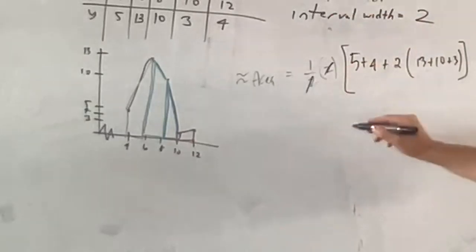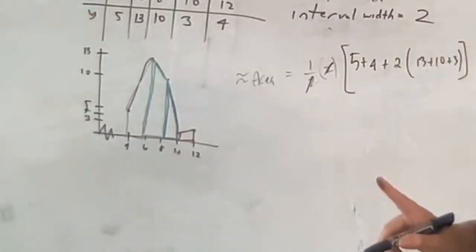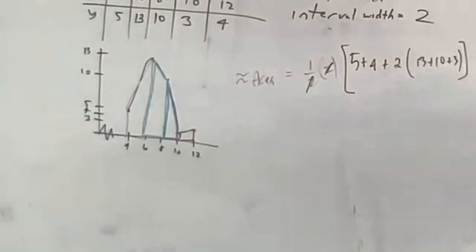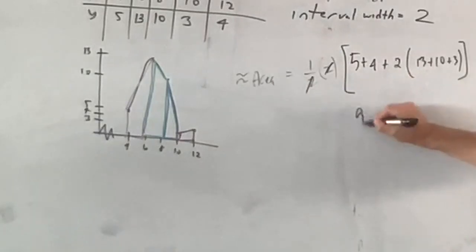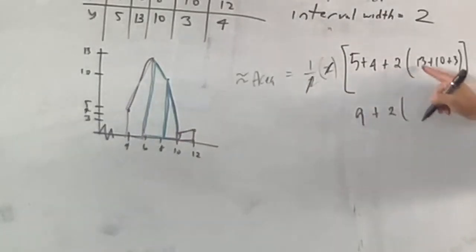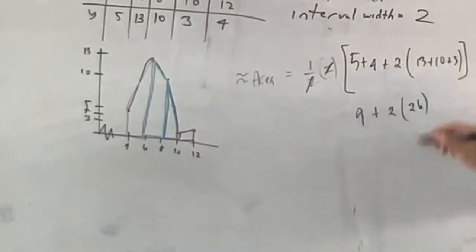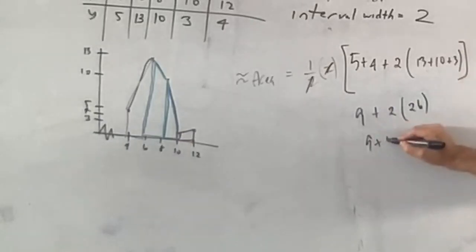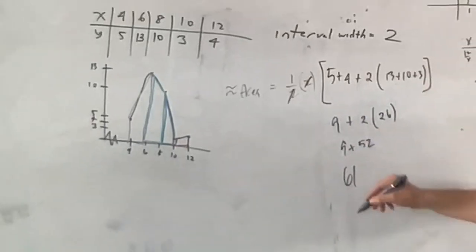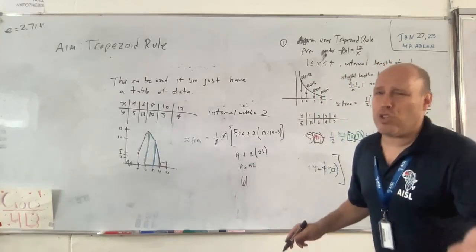So let's see. Or put it in your calculator. I'm doing a little old school. I'm doing this by hand, but don't feel you have to do this by hand. It is applications. You have a calculator. What do I have here? I have 9 plus 2 times 16, 26. 2 times 26 is 52. Therefore, the area is 61, whatever the units are.